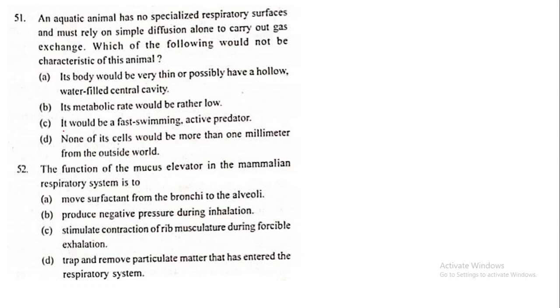It would be a fast swimmer and an active predator. Now, how is that? An aquatic animal has no specialized respiratory structures, but it relies on simple diffusion. Which would be characteristic? It is an active predator, which means that not a lot of energy is needed immediately; it can swim fast and grab the prey.